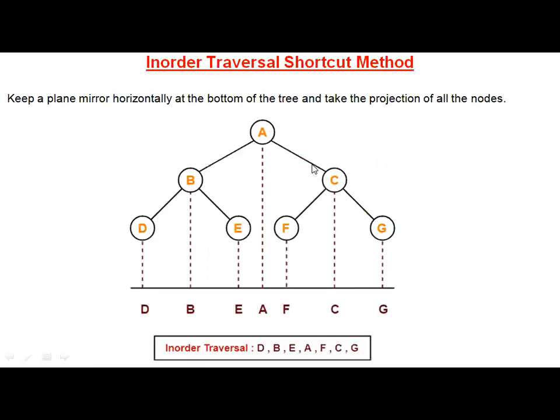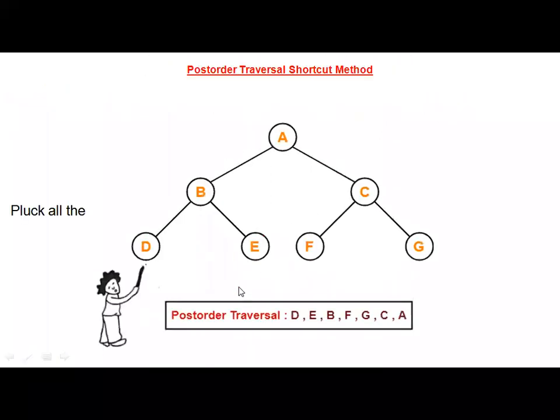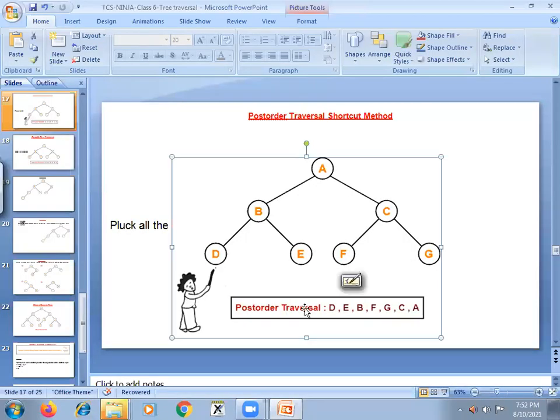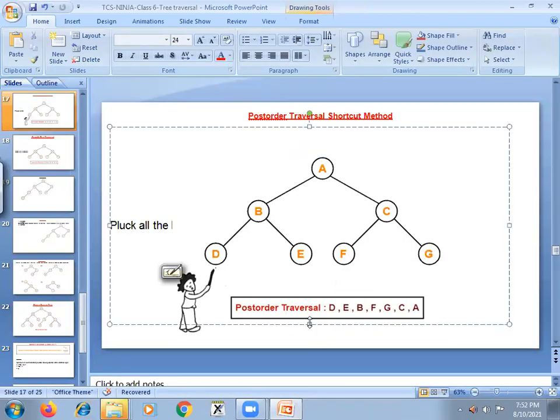If you draw lines down and in the same order you write, that is nothing but in order traversal. Okay, now post order traversal technique. What is the shortcut for post order traversal?